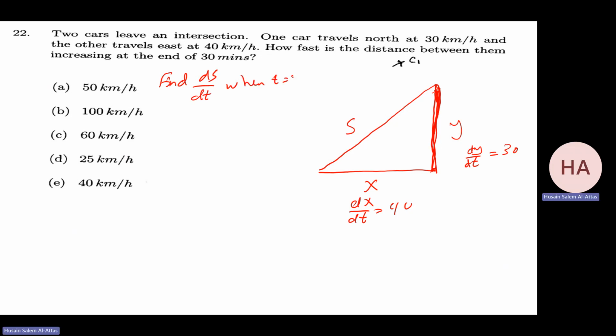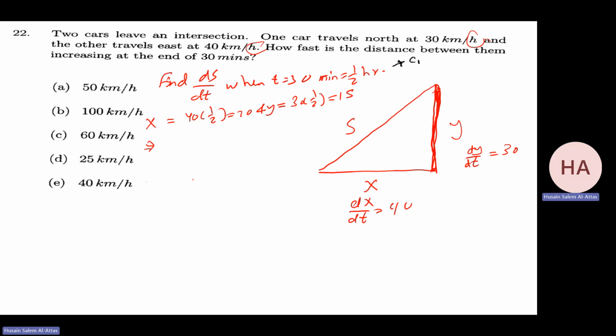when t equals 30 minutes. I'm working per hour, so 30 minutes is half an hour. Because I need that. So for x, let me do x first. x equals 40 times half, which is 20. And y is 30 times half, which is 15.